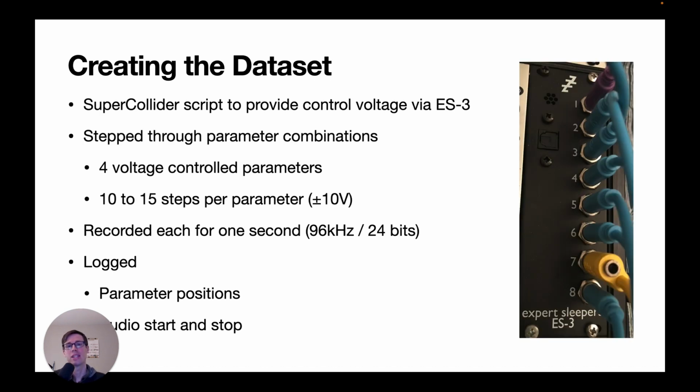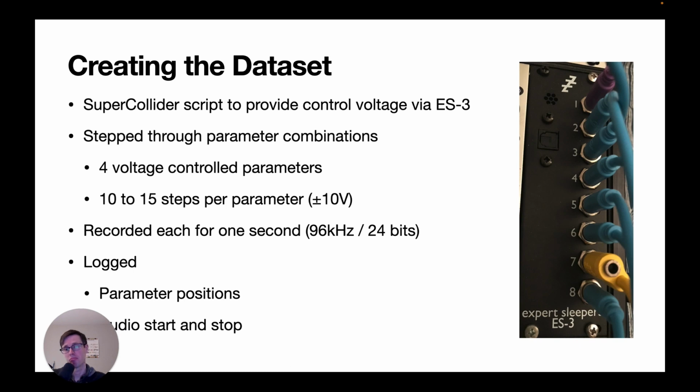The way that we would create this data set for each one of these 4 patches is we used a SuperCollider script to provide control voltage outputs via the Expert Sleepers ES3 module. Here we can see it's patched to 8 cables, but we actually just chose 4 different control parameters that were controlling particular parameters on this vintage Serge Modular. And then we programmatically stepped through all the possible parameter combinations for these voltage control parameters that we selected. For each control parameter, we had between 10 to 15 steps that we would step through, ranging between negative 10 volts and positive 10 volts, which is the output of the Expert Sleepers.